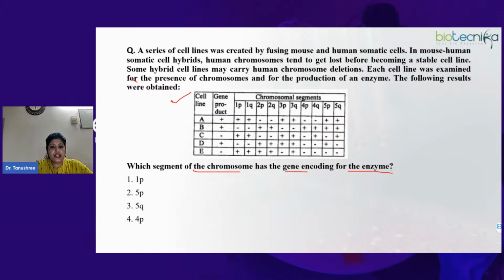Now to answer this question, you should have thorough knowledge of somatic cell hybridization. What happens in somatic cell hybridization? Although these questions appear to be very difficult, they are very easy. Believe me.